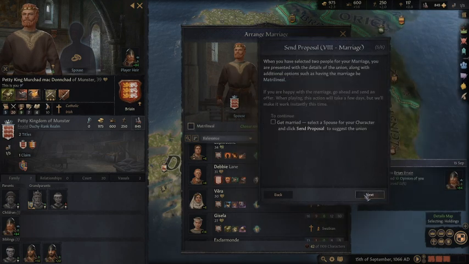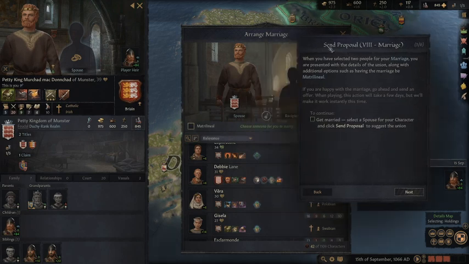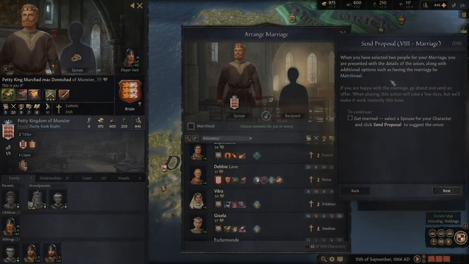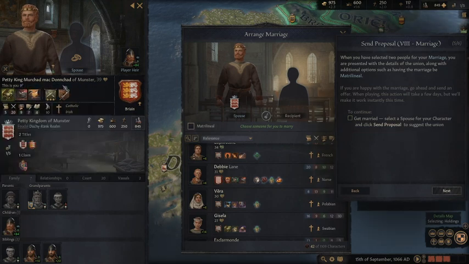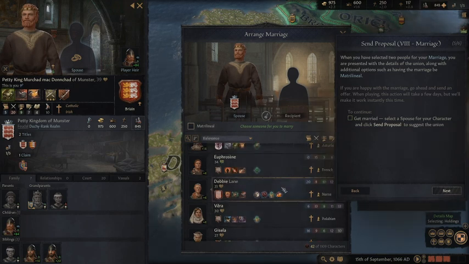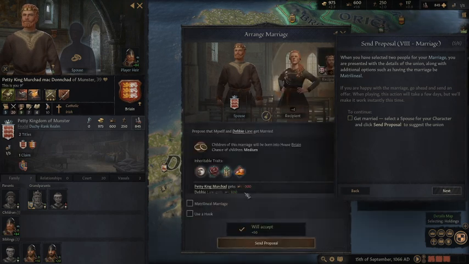Just continue on to the next tutorial. You selected two people for your marriage. You're presented with the details of the union, along with additional options such as having the marriage be matrilineal. If you're happy with the marriage, go ahead and send in an offer. When playing this action, it will take a few days, but we'll make it work instantly this time. How old is Petty King Murkad? 39. We've already got an heir, so let's go for Debbie. We'll accept.